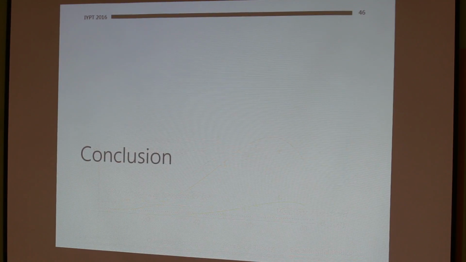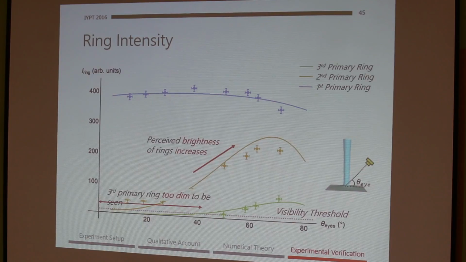However, we also note that near the 90 degrees observation angle, the intensity of all three light rings actually decreases, and this is due to the fact that the partial reflection has a much greater role here, and this will decrease the intensity of all three light rings.